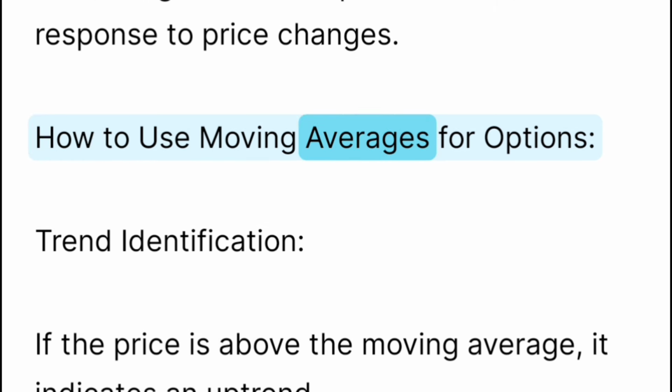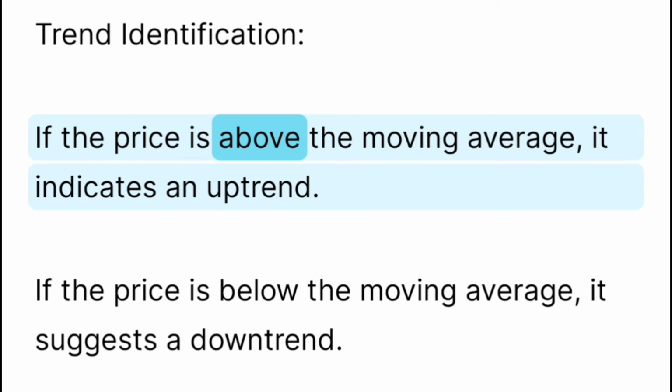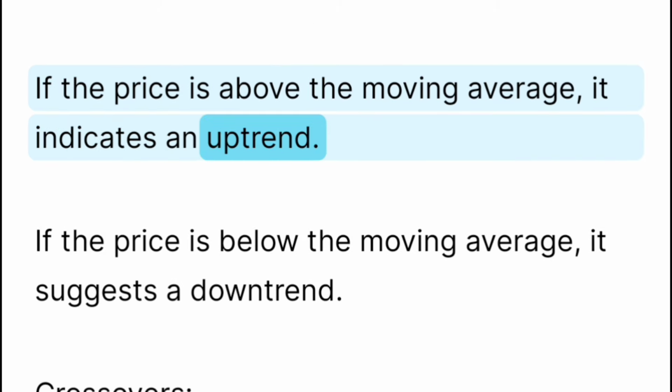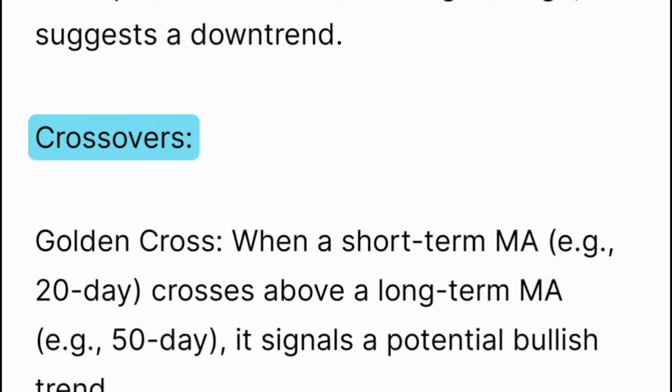How to use moving averages for options. Trend identification: if the price is above the moving average, it indicates an uptrend. If the price is below the moving average, it suggests a downtrend. Crossovers.